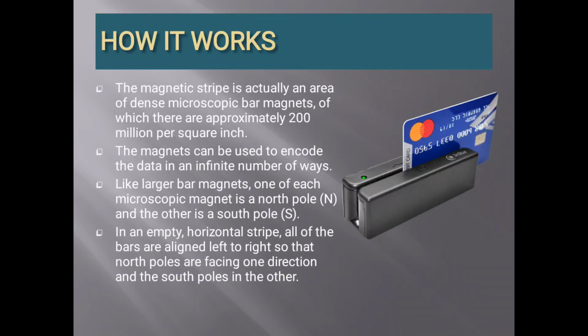Like larger bar magnets, one end of each microscopic magnet is a north pole and the other is a south pole. In an empty horizontal strip, all of the bars are aligned left to right so that the north poles are facing one direction and the south poles are in the other direction. This means the magnets in the strip are aligned in such a way that north poles are in one direction and the south poles are in the other.